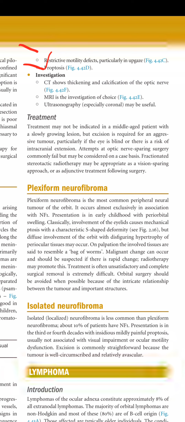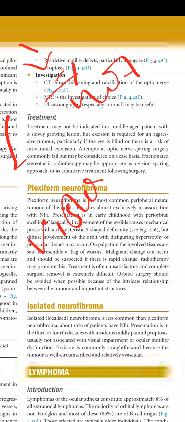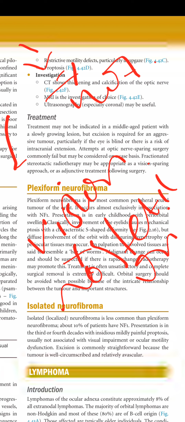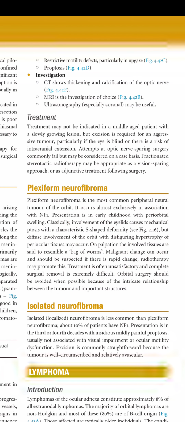So, how will you treat it? Treatment may not be indicated in a middle-aged patient with a slowly growing lesion, but excision is required for an aggressive tumor, particularly if the eye is blind or there is a risk of intracranial extension. So, basically, these tumors are usually not removed until necessary, because if the vision is good and the tumor is static, we just observe it. But if the vision is poor and there is a progressive aggressive tumor, we tend to remove it.